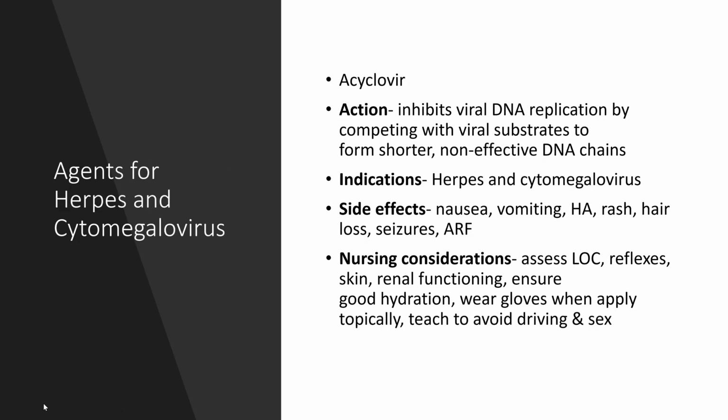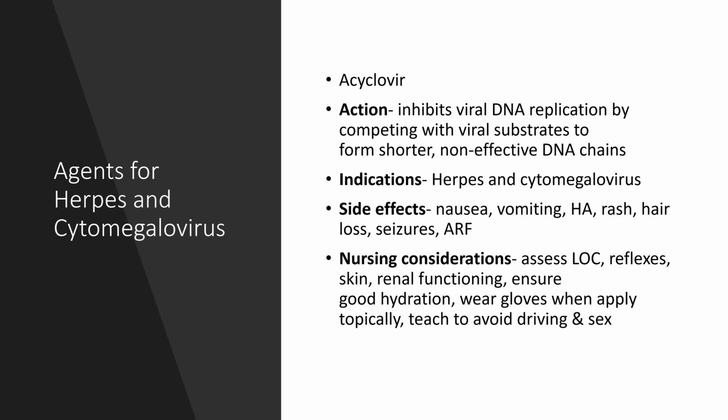Okay. Our next one is agents for herpes and cytomegalovirus. So that is going to be acyclovir. It works by inhibiting the viral DNA replication and competing with viral substrates for forming shorter non-effective DNA chains. It would be indicated for use in someone who has herpes and cytomegalovirus. With this one, you can see side effects such as nausea and vomiting, possibly a headache, rash, hair loss, seizures, and acute renal failure.